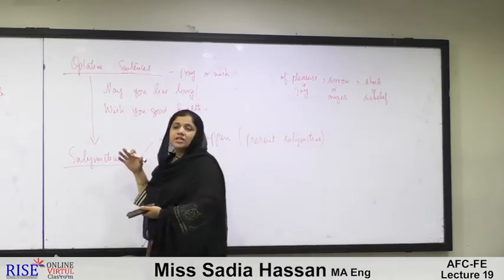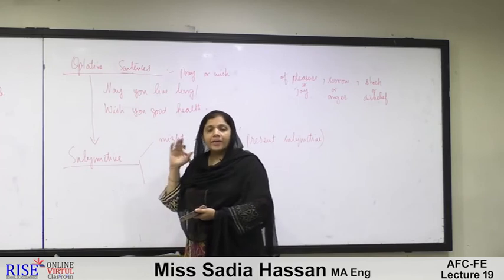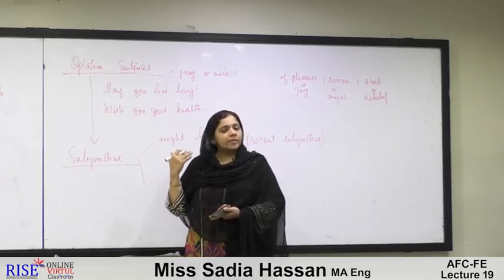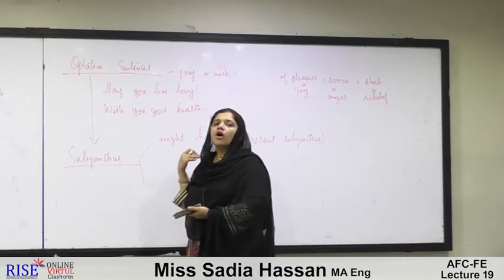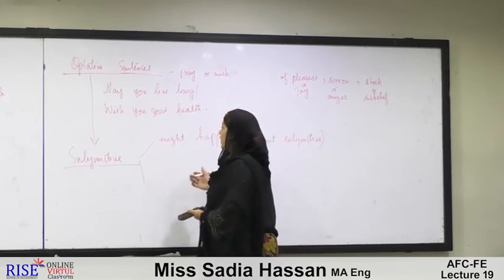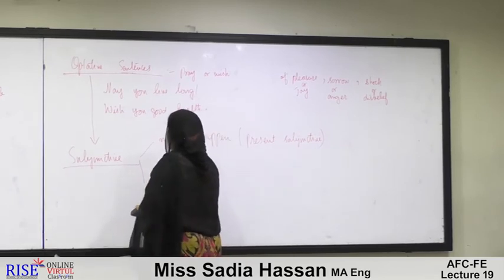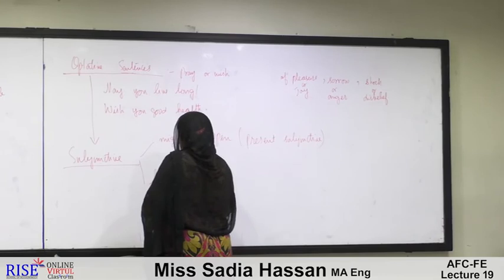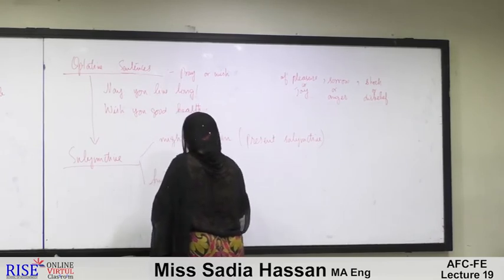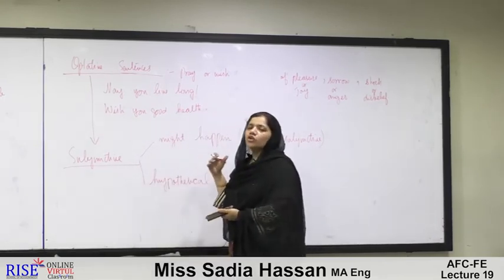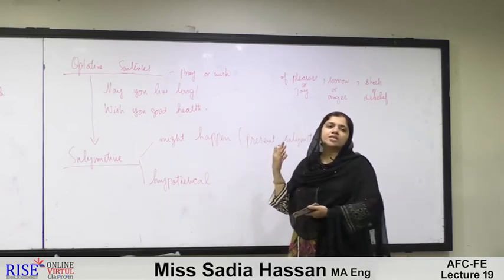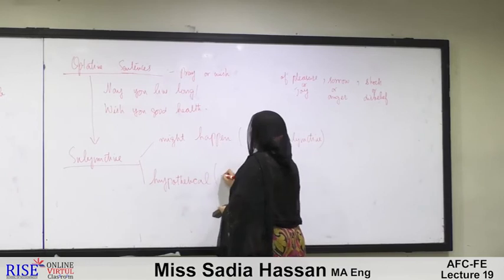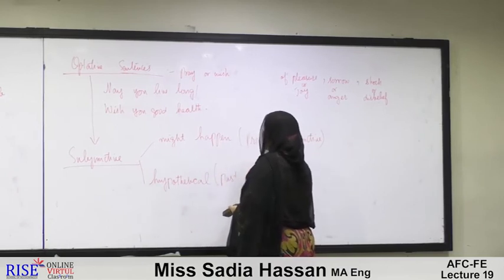A wish which we might have, that might happen, is called present subjunctive. And a wish that could not happen, as we have seen in the second conditional sentence, we had some wishes which we could not fulfill. They are called hypothetical. What do we mean by hypothetical? Which could only be thought of, which are not possible to happen. They are called hypothetical, and that is called past subjunctive.